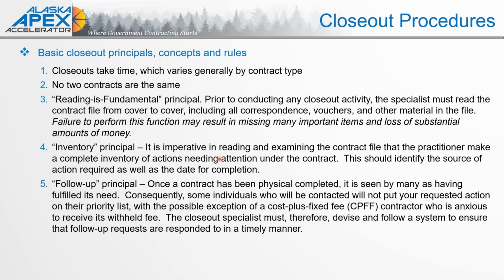And by doing that final inventory, we're looking at, did we have security clearance? If that security clearance ends with the life of the contract, have all of the badging and documentation been returned? If you have government property, do you have sign off that it's been returned? So again, we talk about the three: reading is fundamental, the inventory, and that follow-up. I'll leave this for you guys to read. And follow-up, again, you can see really is applicable when we're dealing with a cost plus type of contract.